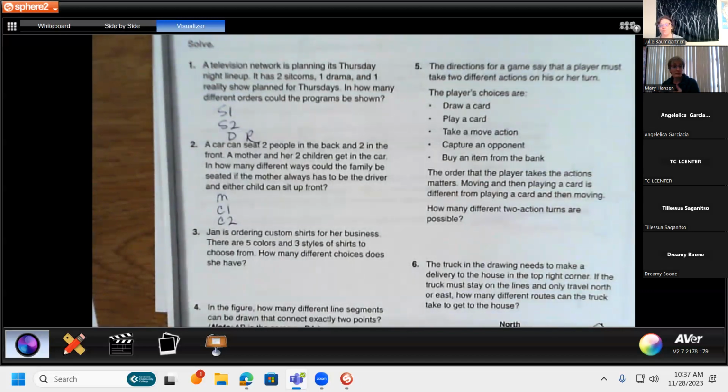So child 1 on the left and 2 on the right is different than vice versa. So see what you can do. You can make a list, you can make a diagram, you could draw the car and all the kids in it. But see what you can do with number 1 and number 2.